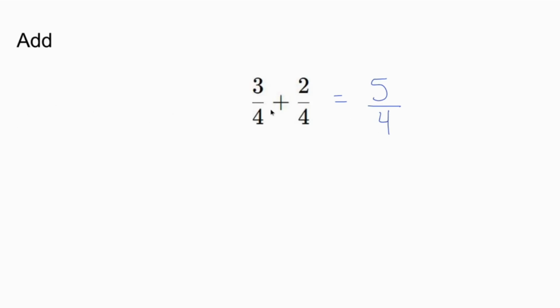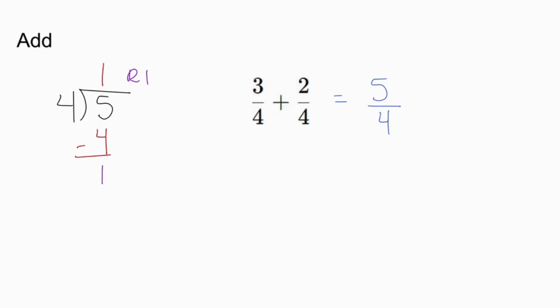The issue that we have here is this is an improper fraction, and I want to turn it into a mixed number. So we're going to see how many times 4 goes into 5 and do long division. So 4 does go into 5 one time. 1 times 4 is 4. 5 minus 4 is 1. And so you get a remainder of 1.